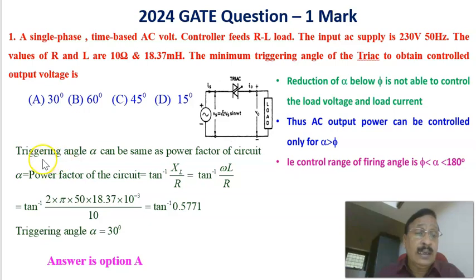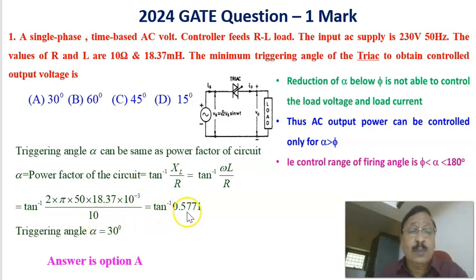The triggering angle alpha can be the same as the power factor angle, and the minimum firing angle is the same as the power factor angle of this circuit. That can be calculated: it is equal to tan inverse XL by R, where XL equals 2 pi f L or omega L, divided by R. This is tan inverse of 2 pi 50 into 18.37 into 10 raised to minus 3 divided by the resistance 10 ohm.